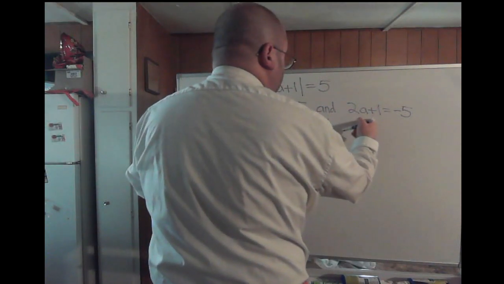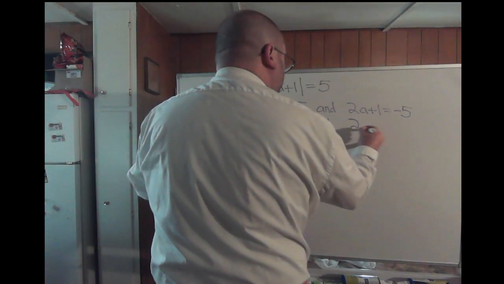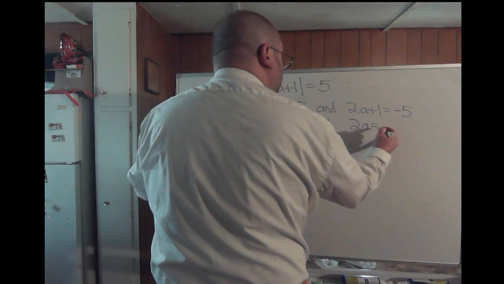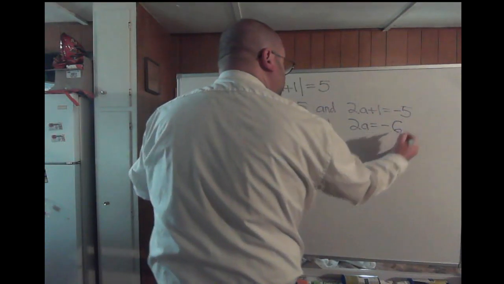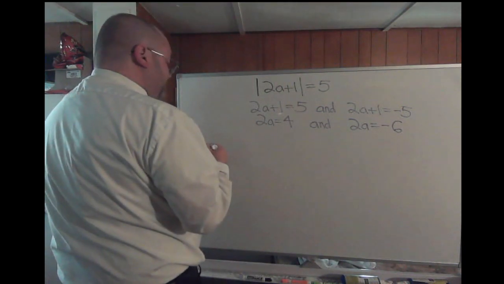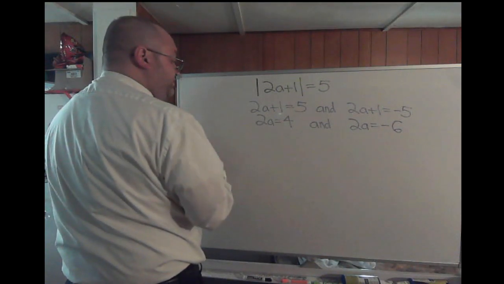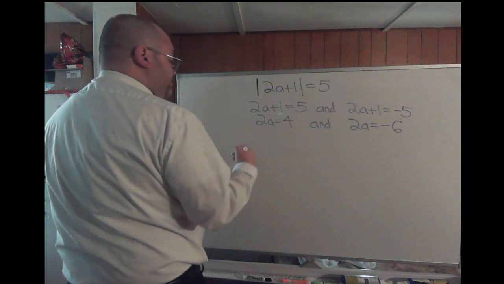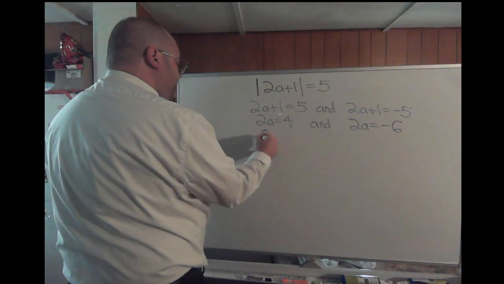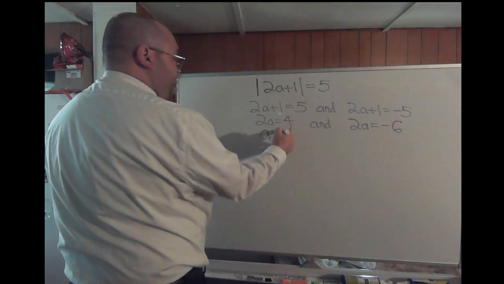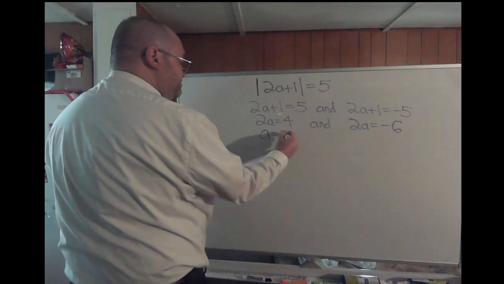Again, we got to subtract 1 to get 2a by itself, so we'll do just that. On the right side, negative 5 minus 1 is negative 6. So for the left equation, we have 2a equals 4. We just want to get a. We got to divide that 2a by 2, so we'll do that. You'll get a is equal to the right side, 4 divided by 2. That'd be 2.